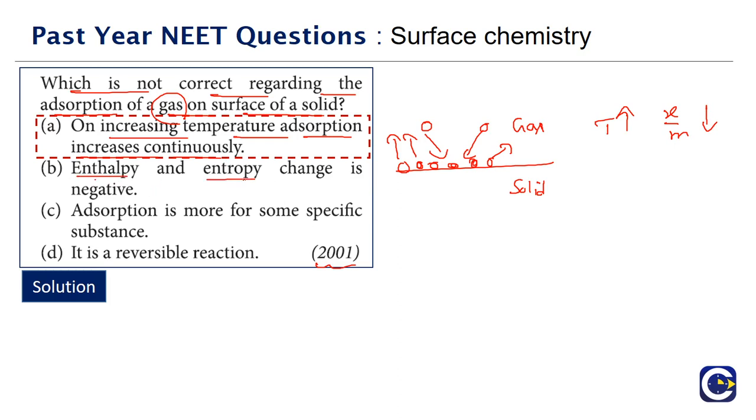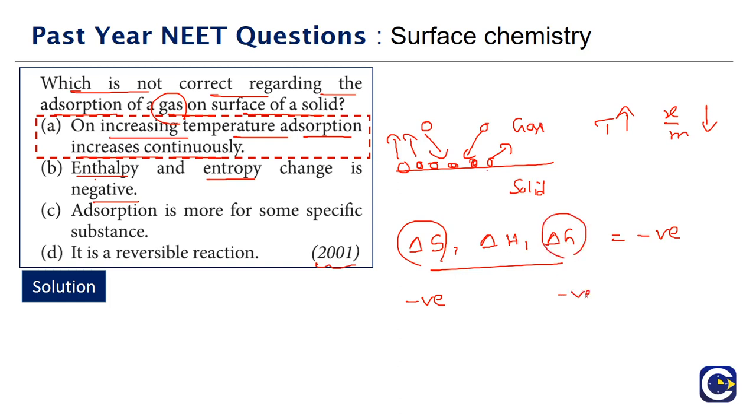Option B is saying that the entropy change is negative. So we have seen in one of the questions that we discussed in part 1 of the video that for adsorption, all the three parameters delta G, delta H and delta S will be negative, because every adsorption is a negative entropy process. From more degrees of freedom, a gas or a liquid state, the particles are coming and settling on the surface of the solid, so it will be entropy negative. And since it is spontaneous, it will be delta G negative.